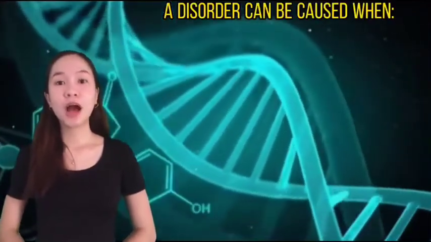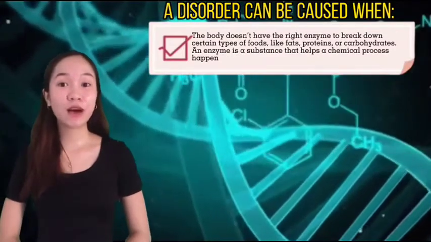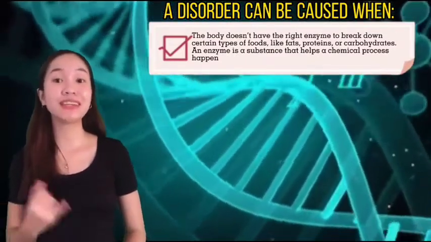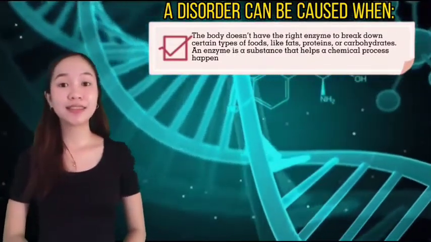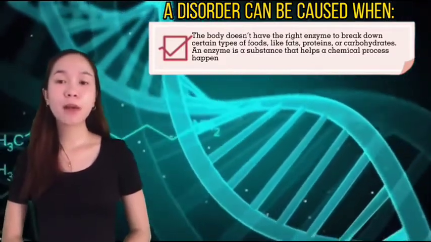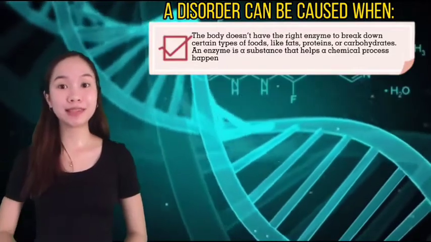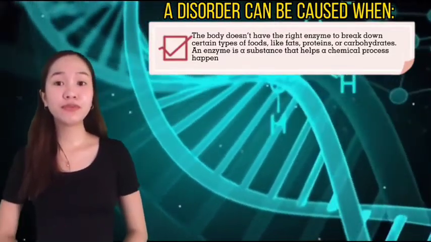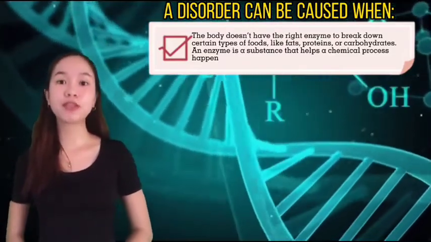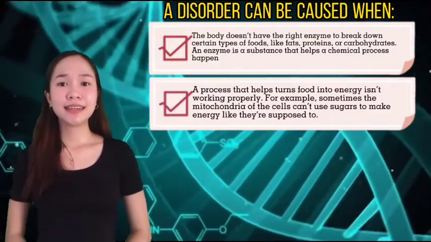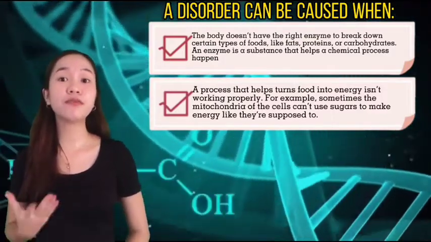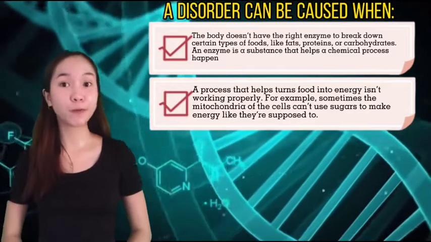So there are several different types of metabolic disorders. However, a disorder can be caused when the body doesn't have the right enzyme to break down certain types of foods like fats, proteins, or carbohydrates. An enzyme is a substance that helps a chemical process happen, like breaking down food into something the body can use. Next is when a process that helps turn food into energy isn't working properly.